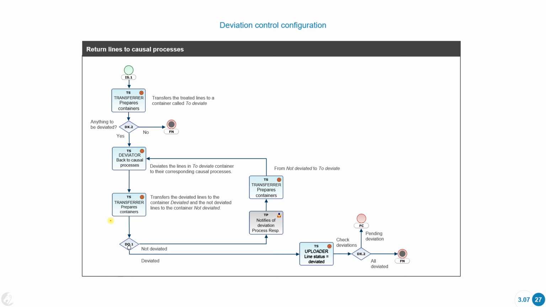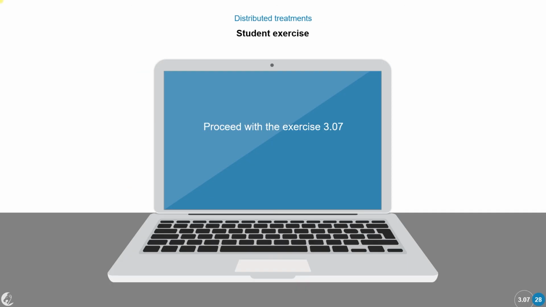We can always rewind. Now we can continue with the exercise 307. We have to take into account that this is an advanced exercise, that not all of the information is in this exercise. Sometimes we're going to have to look back at all the things that we have done previously, the uploads, the transfers, and the deviators that we've been using. We have to use all that knowledge in order to configure the scenario that appears in this exercise.